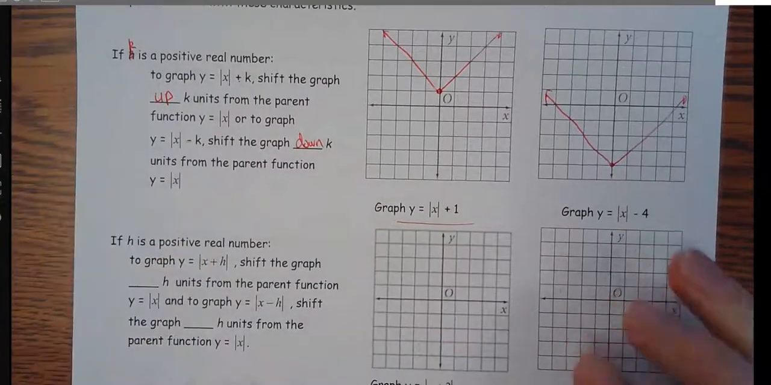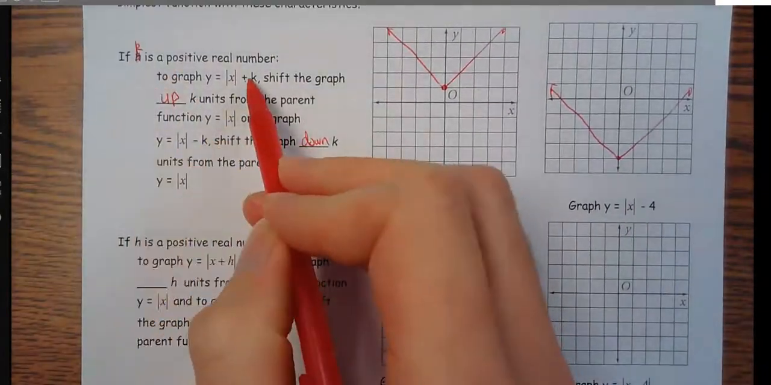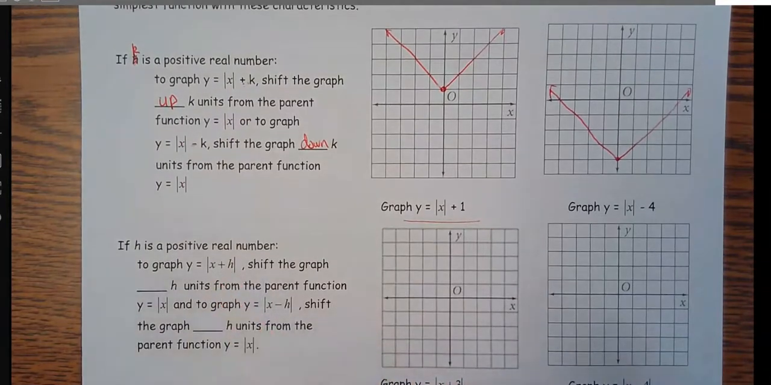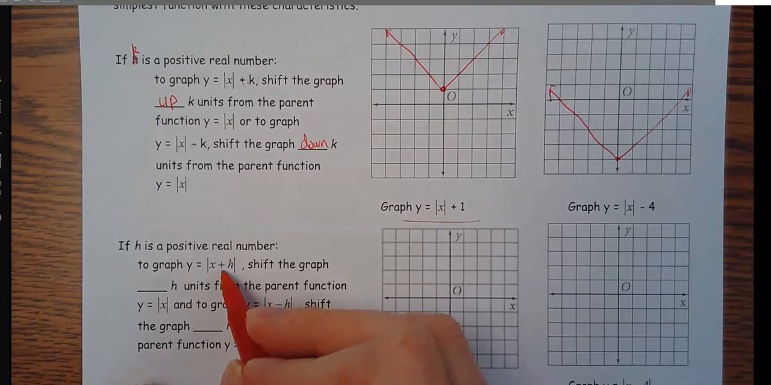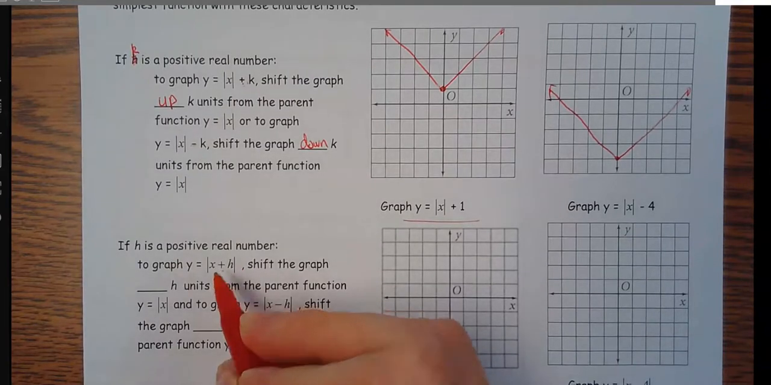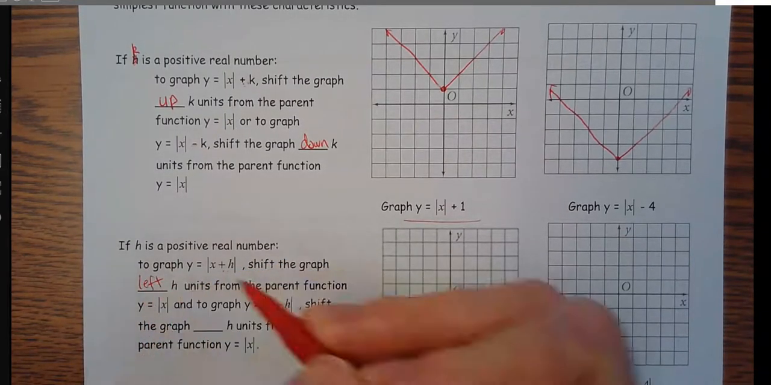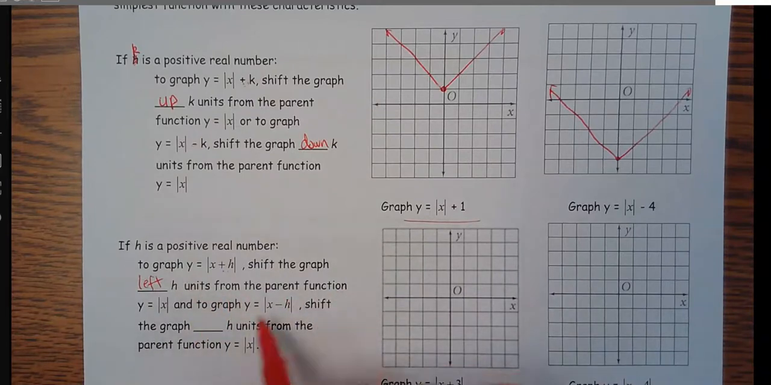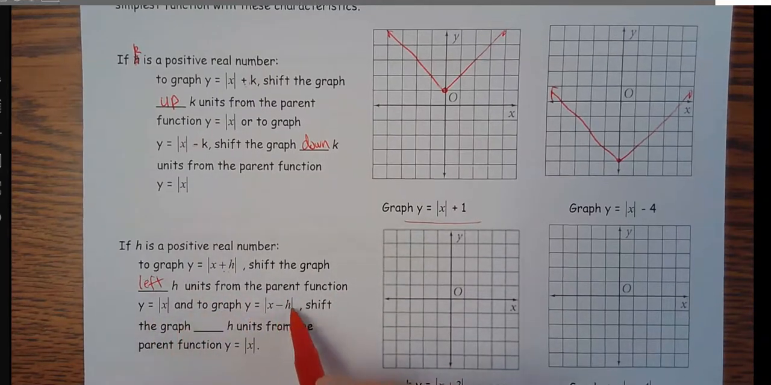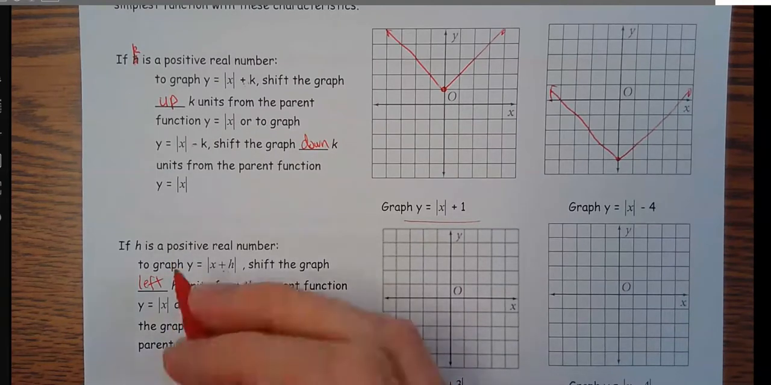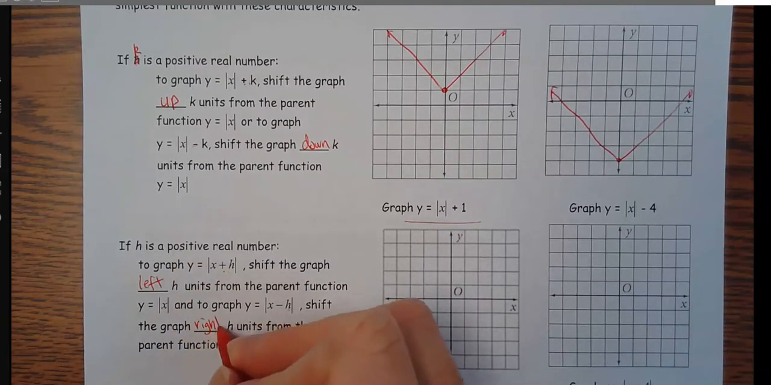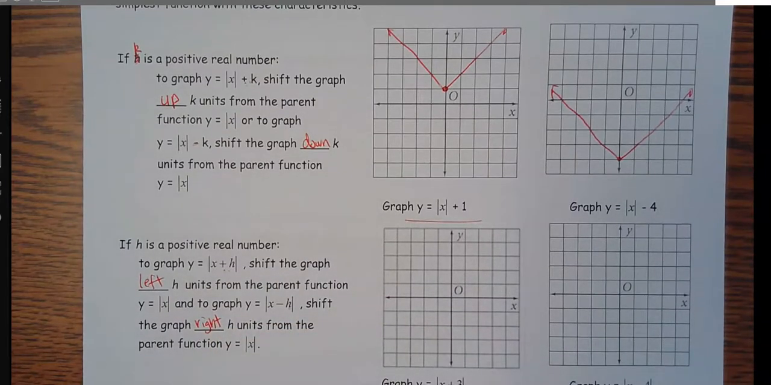Now, H, if it's on the outside, we call it K. If it's on the inside, we call it H, just to keep it separate. One's H, one's K. If H is positive, and I have a plus, remember plus is the opposite of what you think, it's going to be left. I'm going to go left H units from the parent function. And to graph this, if it's a minus, where H is a positive number, I'm going to go right. I'm going to go right H units.